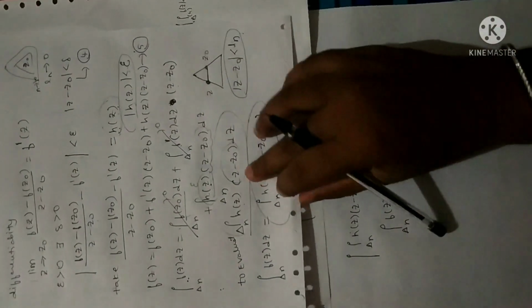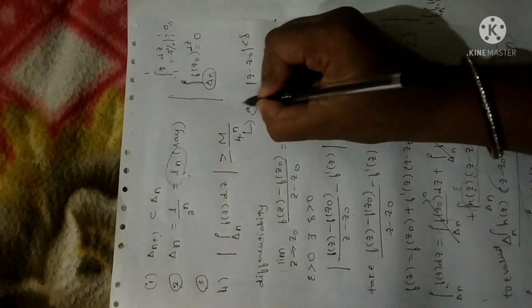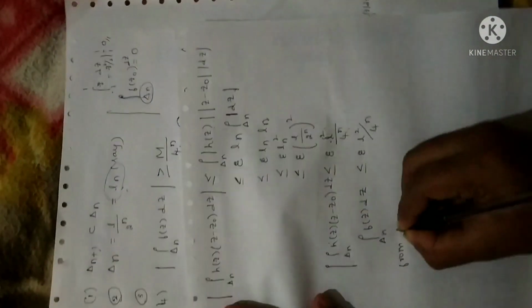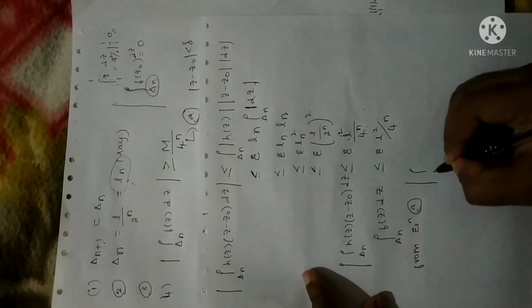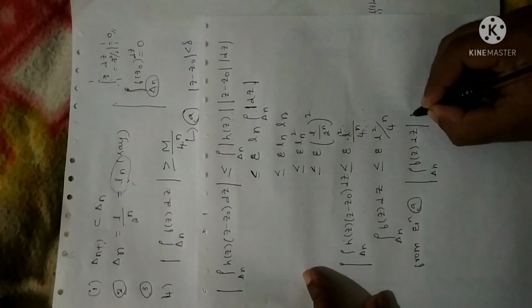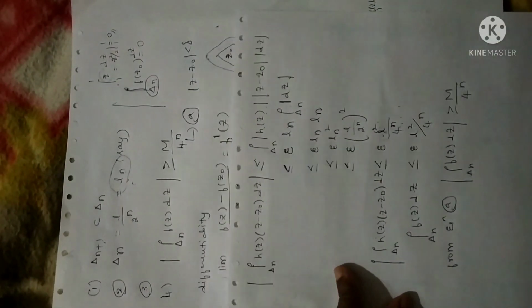Clear? Now let me consider this equation. I have not given any name, so let me consider this as equation A. Fine. So from equation A, I'll just write here the magnitude of the integral over delta n of f of z dz is greater than or equal to m divided by 4 power of n. Right? This is what I have. Now somewhere I have chosen the m value.